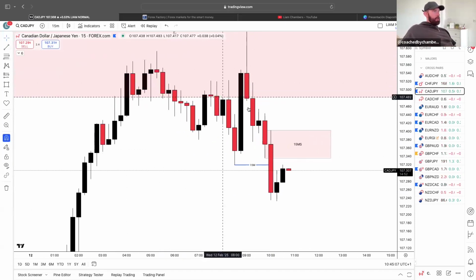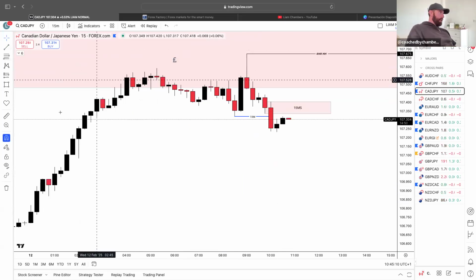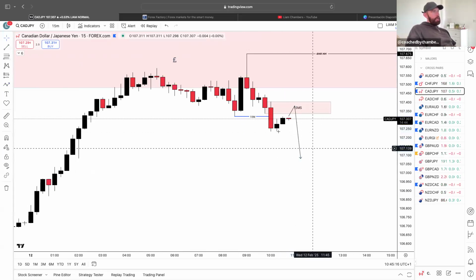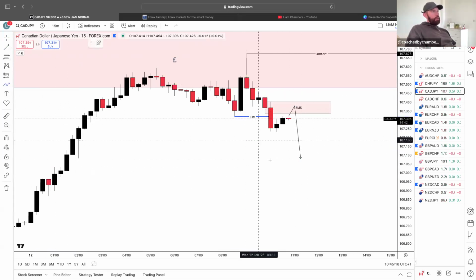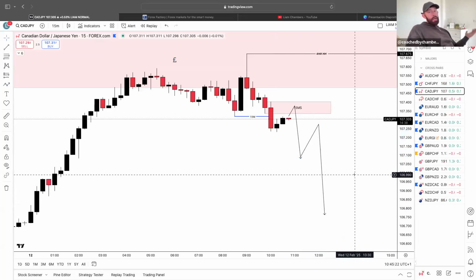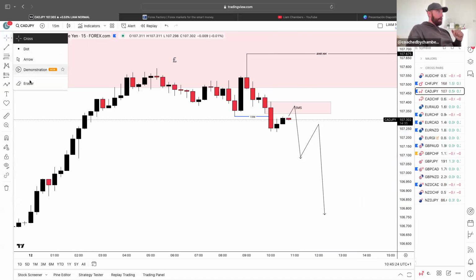So that's 15-minute change of trend. And then let's see if we can get a reaction from here. Let's say we get a reaction. If we can get another break, that would then give me more confidence to definitely position myself to sell this downwards. And it could be a nice swing trade as well. So keep that in mind.